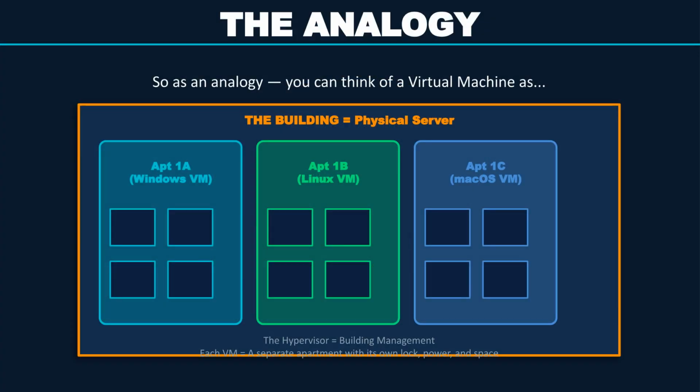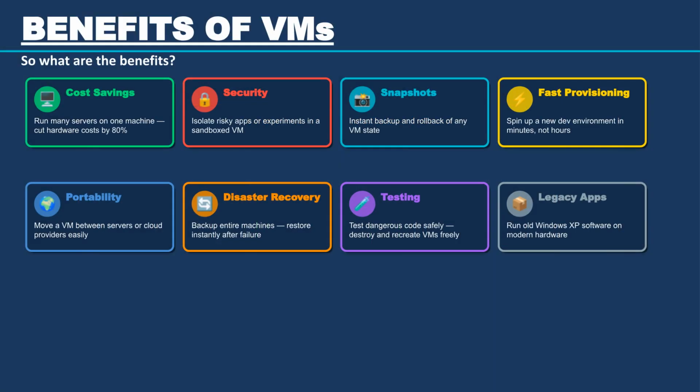An analogy for VMs is an apartment building. The physical server is the building, the hypervisor is the building management, and each VM is a fully isolated apartment with its own resources. VMs provide many benefits, including cost savings by running multiple servers on one machine, security through isolation, and disaster recovery by backing up and restoring entire machines instantly.